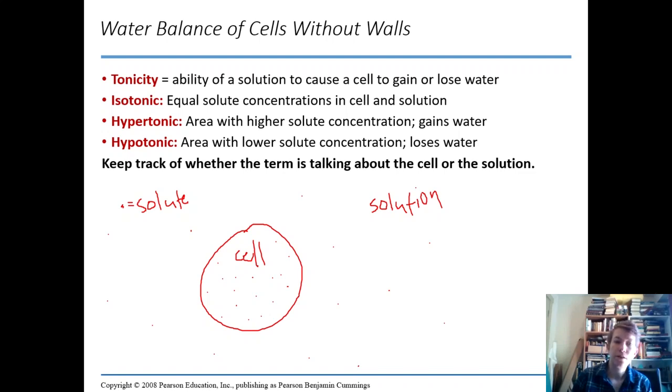Okay, so an area that has higher solute concentration is called hypertonic. So in this picture, hopefully you can see that more solutes are inside the cell. So the cell is hypertonic compared to the solution. An area with lower solutes would be called hypotonic. So the solution has a lower solute concentration. The dots are spread farther apart. So we would say the solution is hypotonic to the cell. So the cell is hypertonic to the solution, and the solution is hypotonic to the cell. If they both had equal concentrations of solutes, then we would say they were isotonic. So iso means equal, hyper means high, hypo means low.